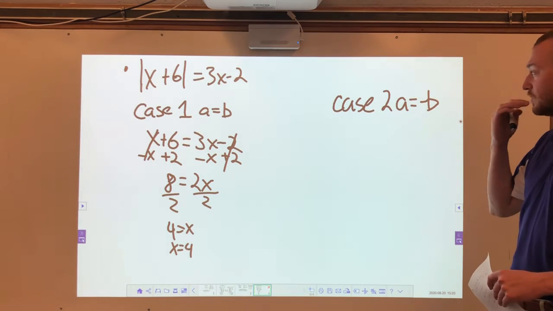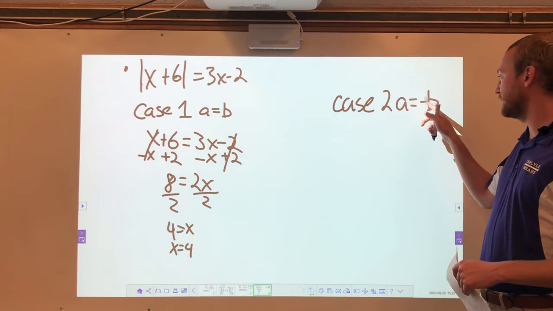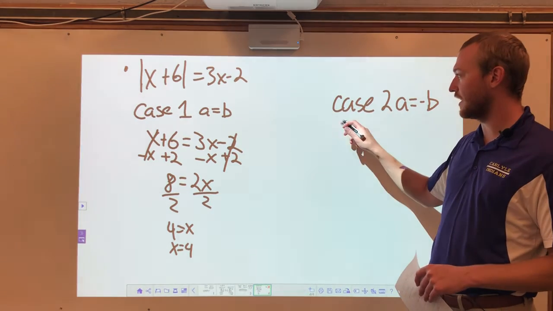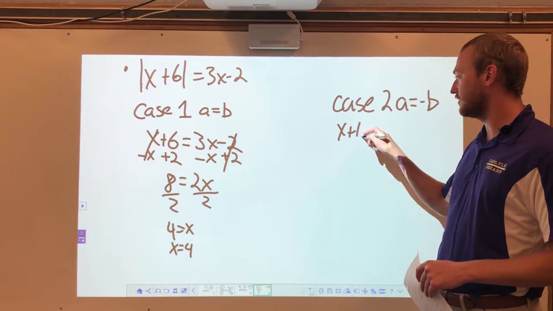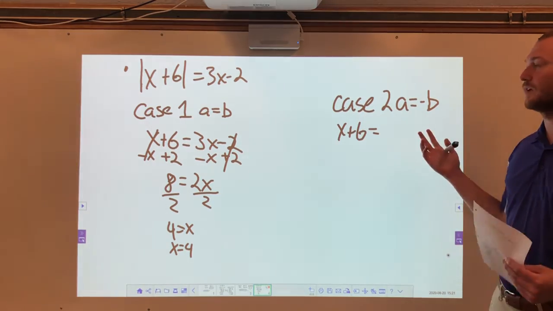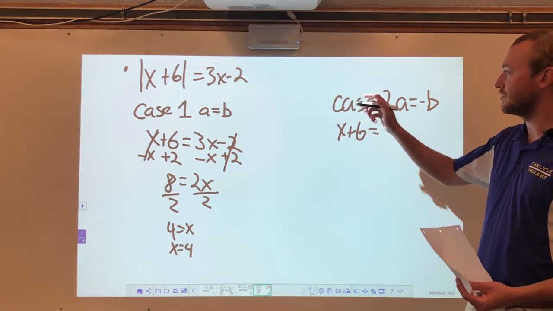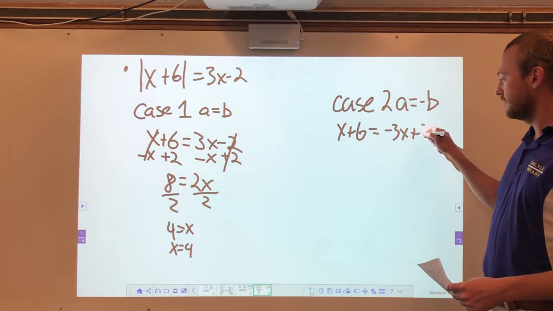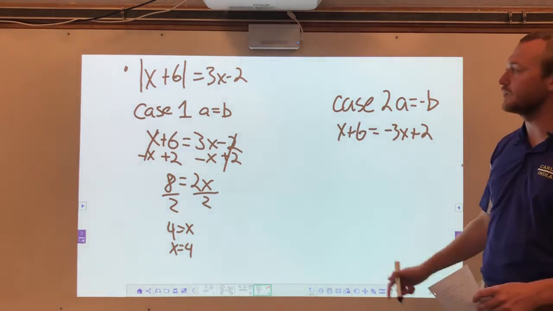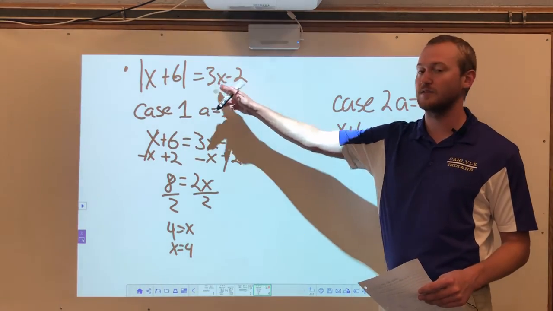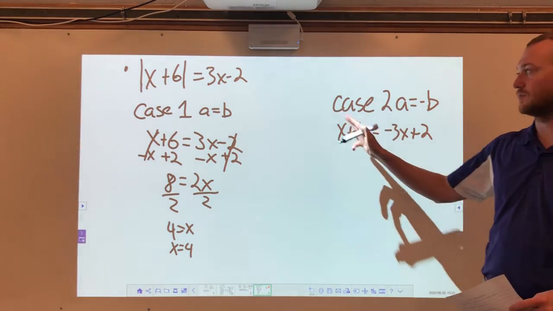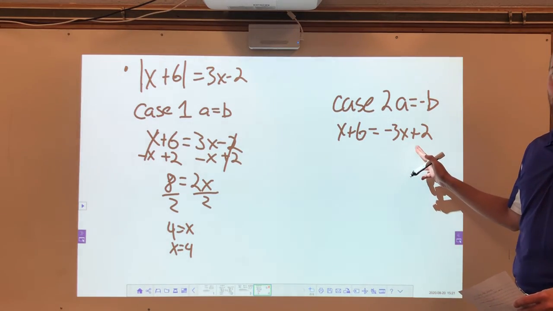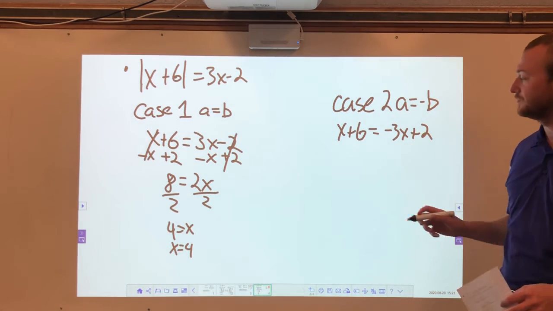Case 2 is when A equals the opposite of B, negative B. Again, A is the same. We have x plus 6 equals the opposite of B. We're changing the sign. So instead of 3x minus 2, it's now negative 3x plus 2. Again, notice how I just changed the sign. This is a positive 3x. Made it negative 3x, which is a plus 2, or minus 2. I made it a plus 2. That was just for case 2, I changed the signs.